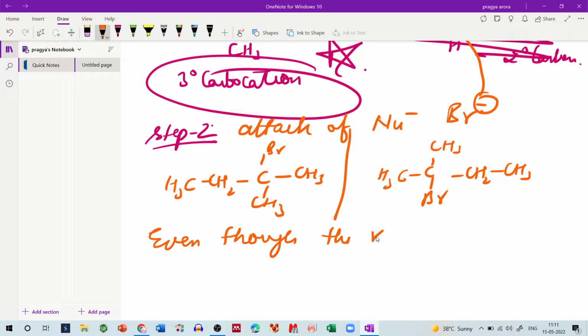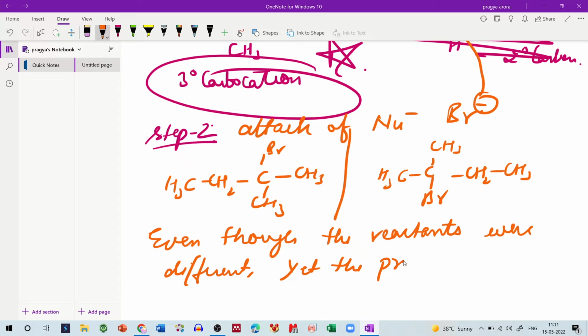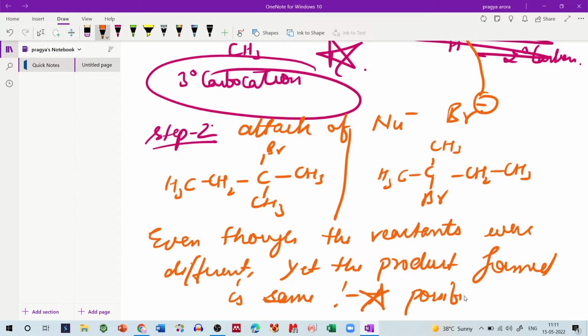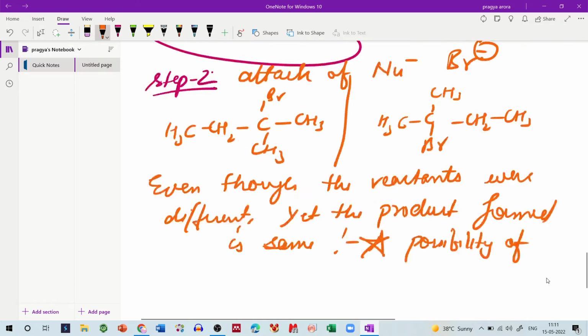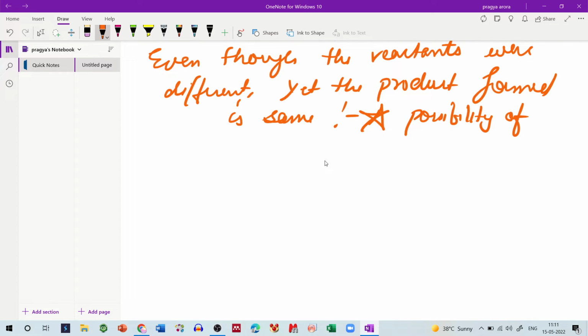So from here you can see that even though the reactants were different, yet the product formed is the same, because there is a possibility of rearrangement of the intermediate generated.